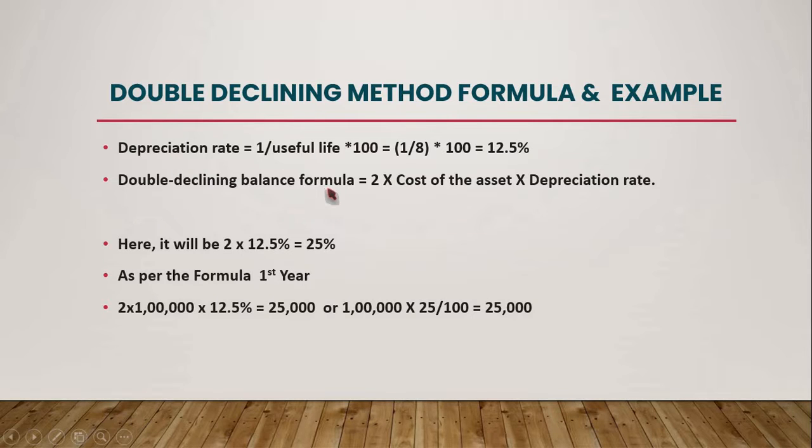The double declining balance method formula is 2 into cost of the asset into depreciation rate. Here it will be 2 into 12.5%, which is 25%. Here 2 means double declining, so you multiply by 2. Then it will be 25%. As per the formula, first year depreciation is calculated this way: 2 into 1 lakh into 12.5% is equal to 25,000, or 1 lakh into 25 divided by 100, that is equal to 25,000. So you can apply either one.